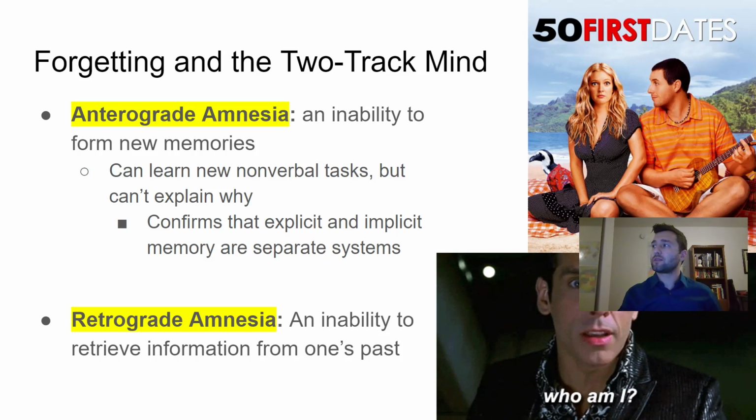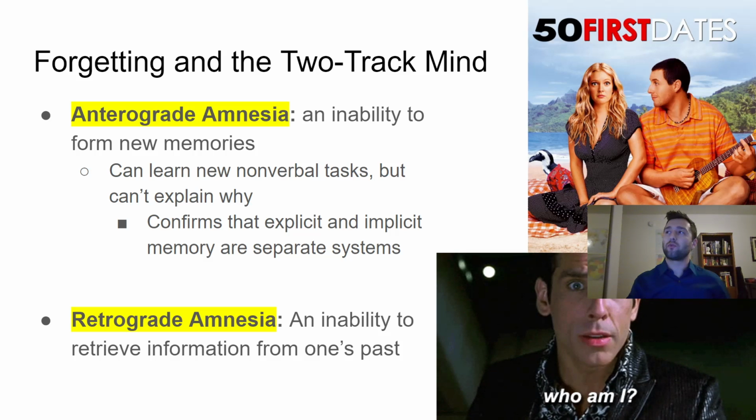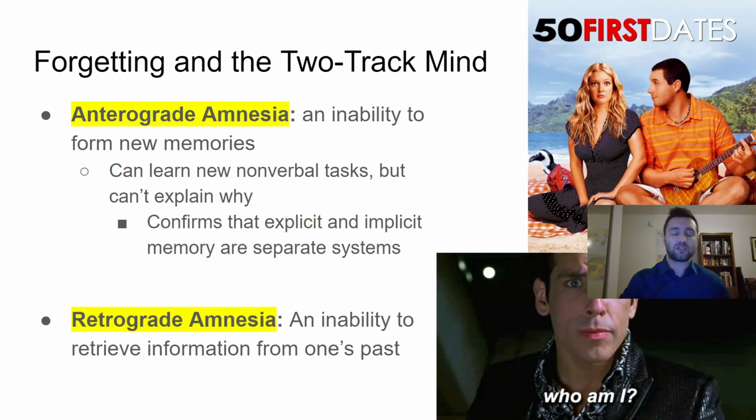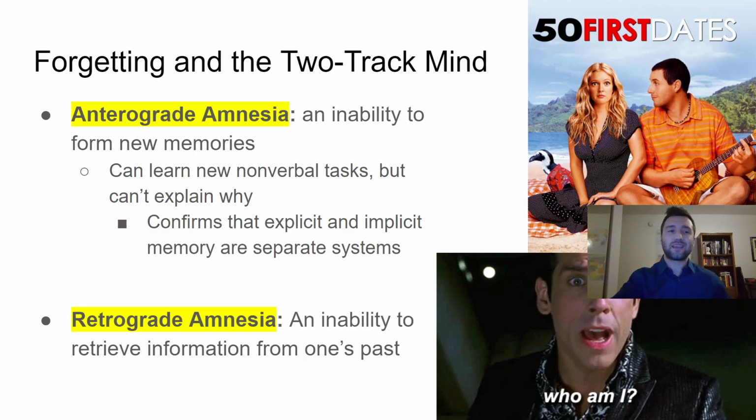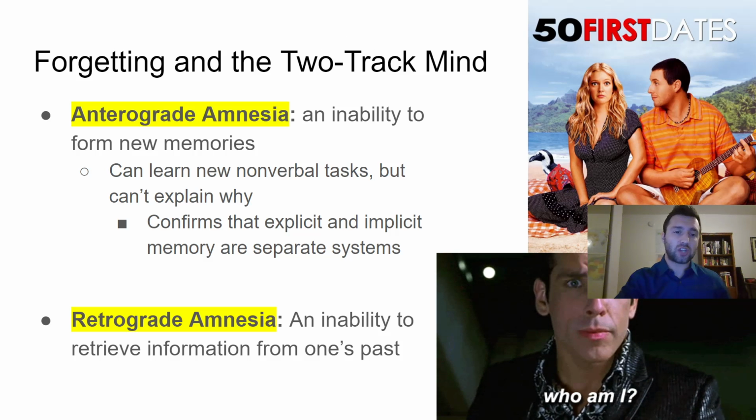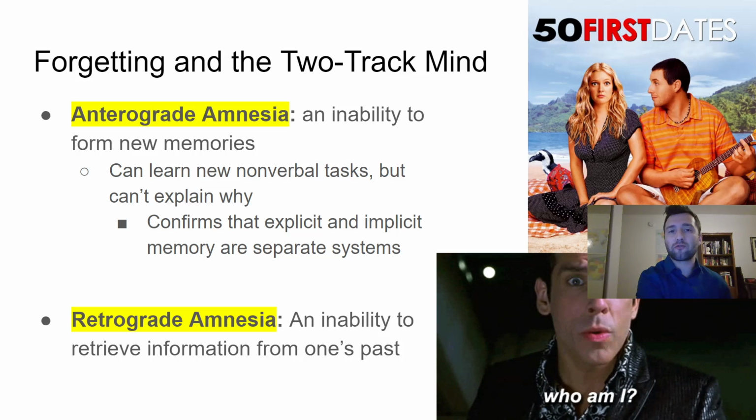So let's start talking about some of the more important stuff for what we're doing here in class. The first two pieces I want to talk about are types of amnesia, and there are really two main types: anterograde amnesia and retrograde amnesia. These are both really important, especially anterograde, because they not only teach us about memory in general, but they also confirm some of the things that we talked about in our first day about how memory works and how it's stored and how it's created.